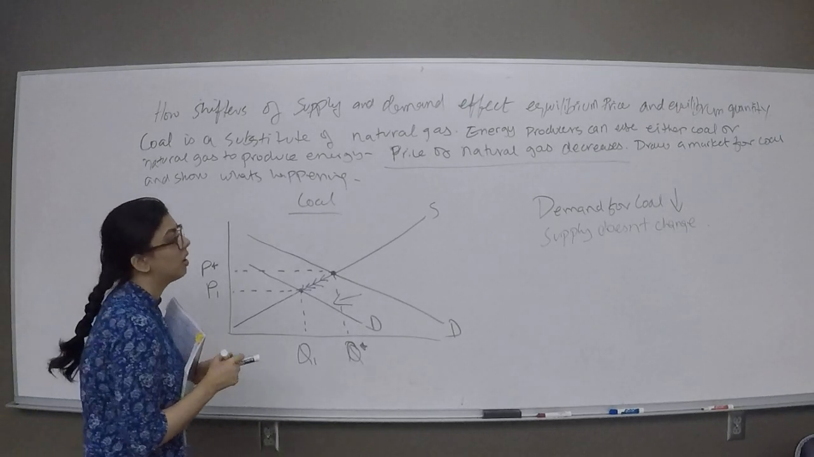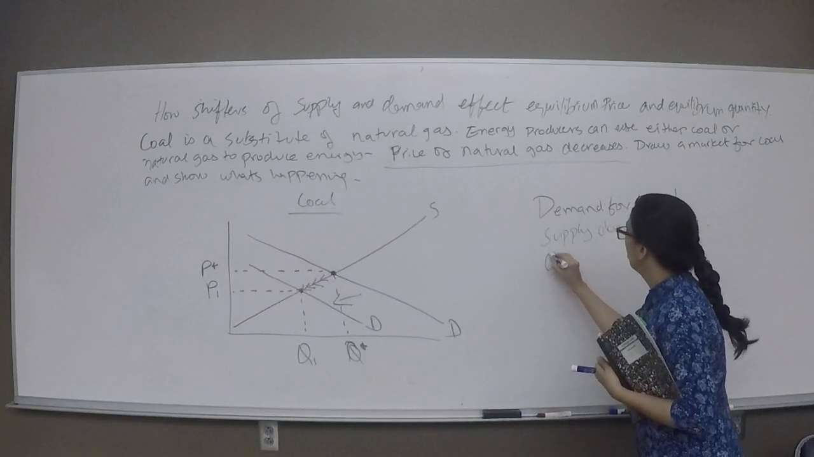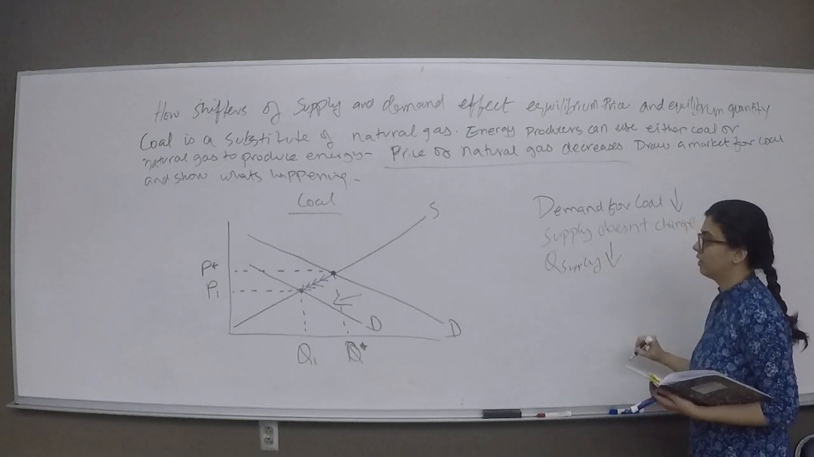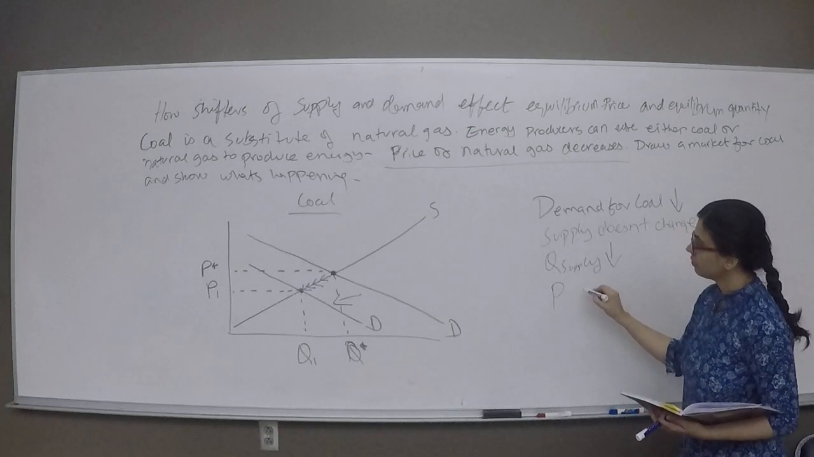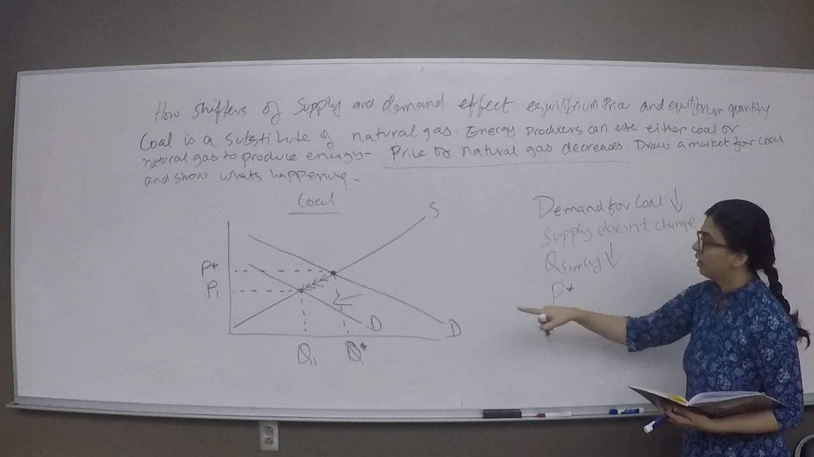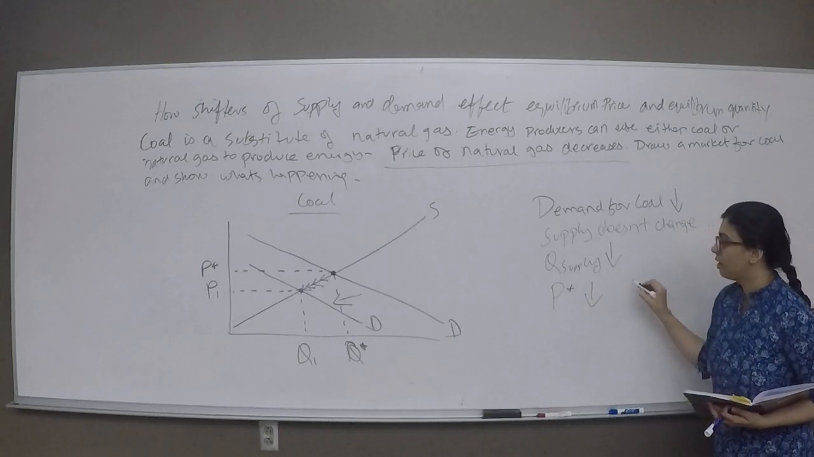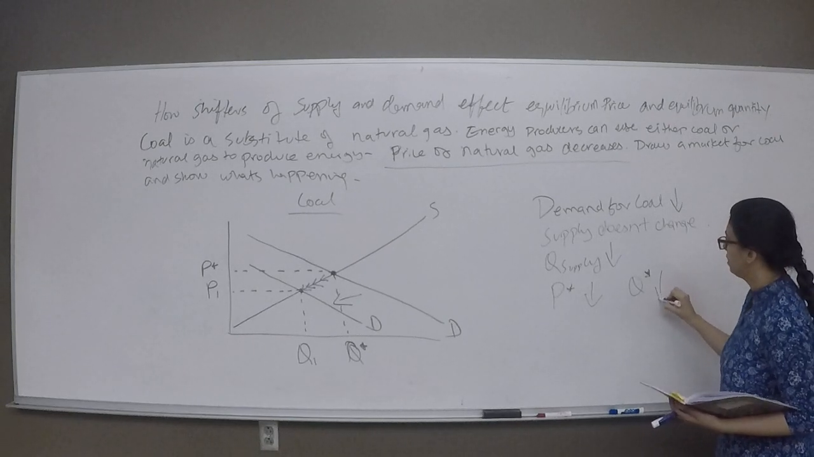So what's happening to quantity supplied? It's decreasing. What's happening to equilibrium price? Decreasing. Equilibrium price went down, and equilibrium quantity decreased.